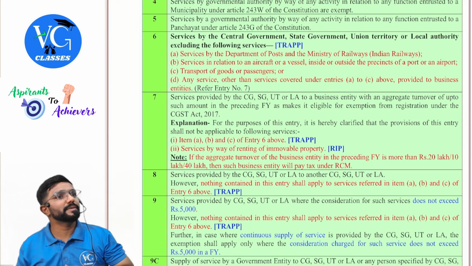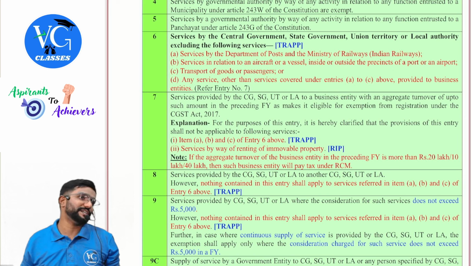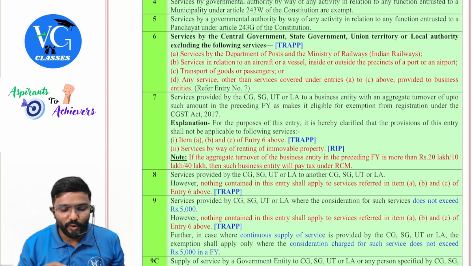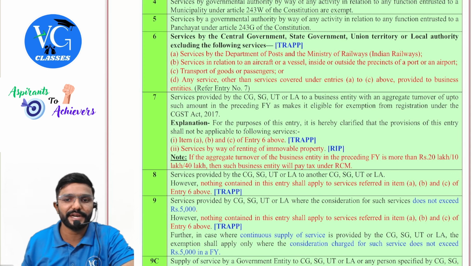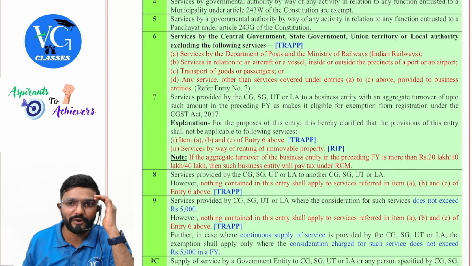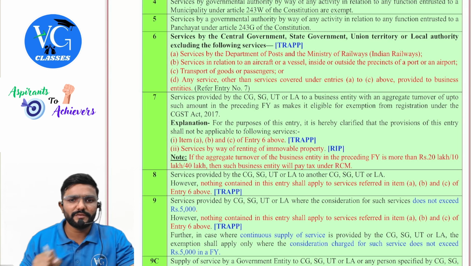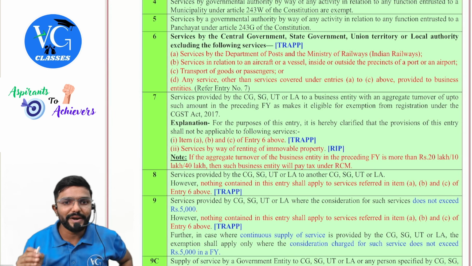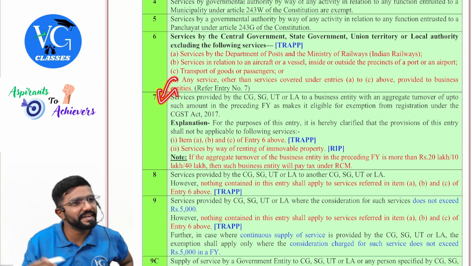Means exemption also not applicable, RCM also not applicable. That means it is, sir? Taxable under forward charge. Okay. I have named them as trap, guys. It is a trap. What is it, sir? Services by the Department of Post and Ministry of Railways, that is Indian Railways. Then services in relation to aircraft or a vessel inside or outside the presence of a port or an airport. Transport of goods or passenger or any service other than services covered under entries A to C above provided to a business entity. Okay, this we will see because they have excluded it from 6, they have included it in 7.